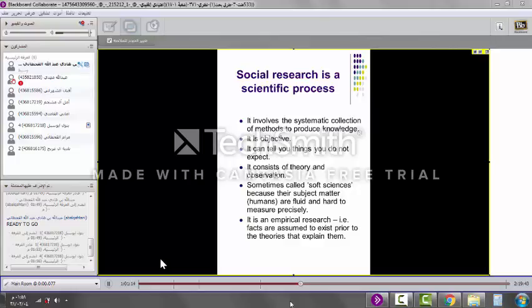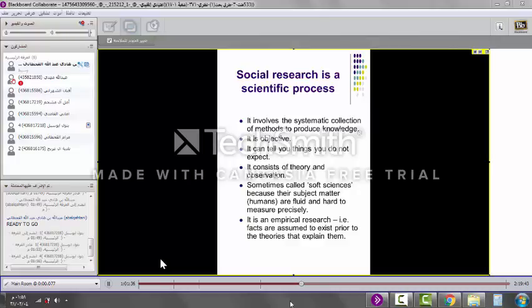They are sometimes called soft sciences because their subject matter is humans. This is why we call it soft science. And they're hard to measure precisely. I can know what happens if I put two drops of water on this; it is easy to do. But with human beings, it's not really as easy as we think.